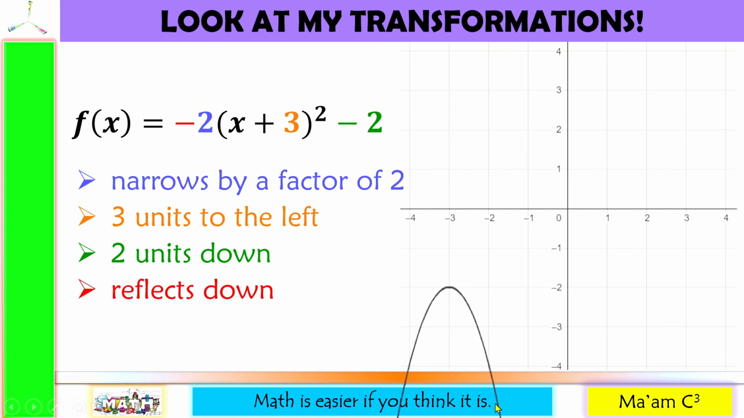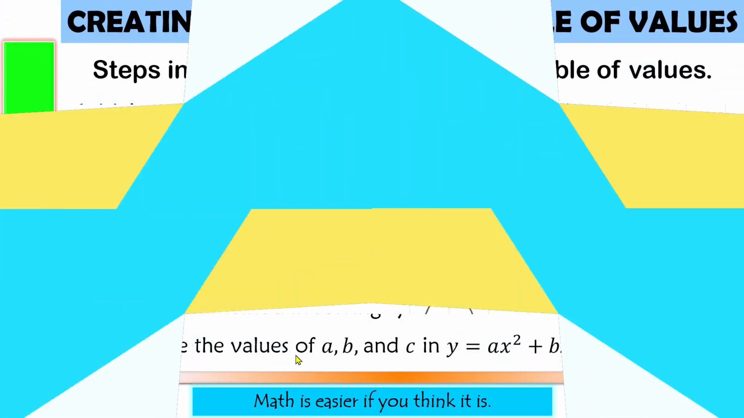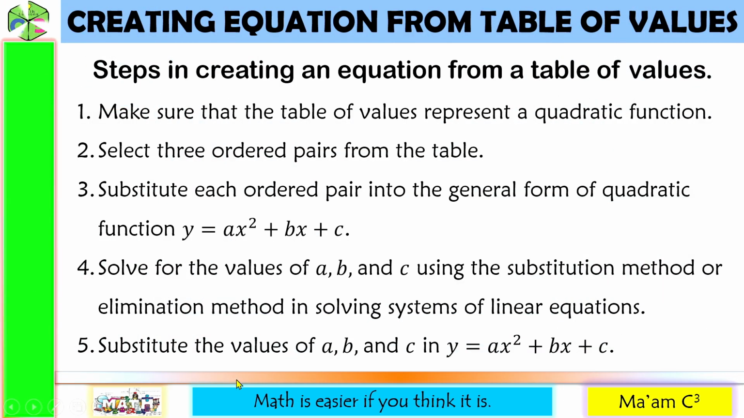So here is the graph of f of x equals negative 2 times the quantity x plus 3 squared minus 2. This time, we are going to create an equation from a table of values. Here are the steps in creating an equation from a table of values. I will go through each one of these as I discuss an example. Let's have the first one.